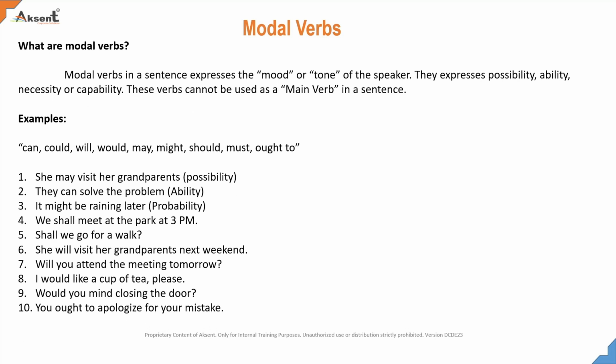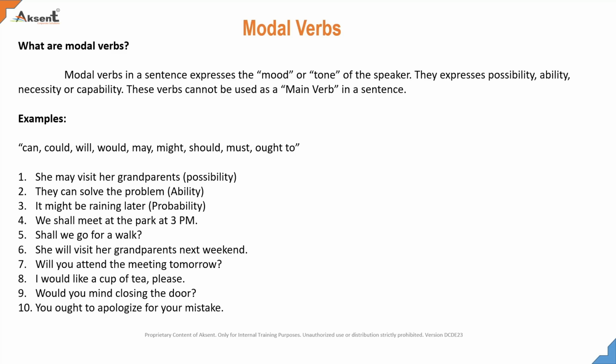So let's learn about the definition. What are modal verbs? Modal verbs in a sentence express the mood or tone of the speaker. They express possibility, ability, necessity, or capability. These verbs cannot be used as a main verb in a sentence. A main verb or action verb, this does not act like that. It just denotes the mood or tone.